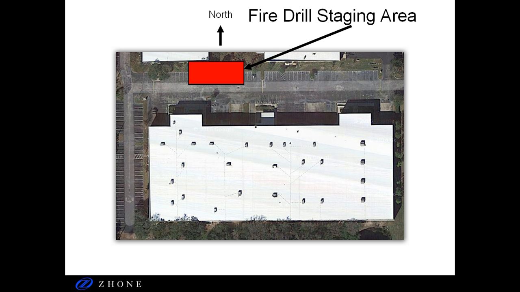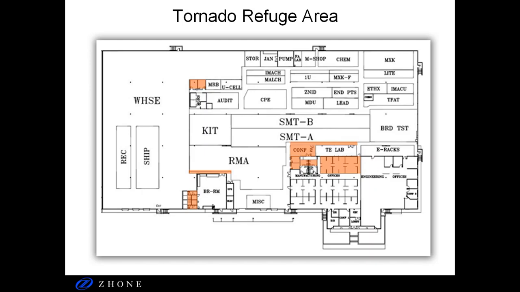Remember, go directly to the staging area if the building is evacuated. Never stop to smoke or sit in your car. Your head count manager will be looking for you at the staging area. We want no one left behind if there is an actual emergency in the building. If there is a tornado warning, an alert will be made over the intercom. If you hear an alert of a tornado warning, move immediately to one of the areas in yellow pictured here.